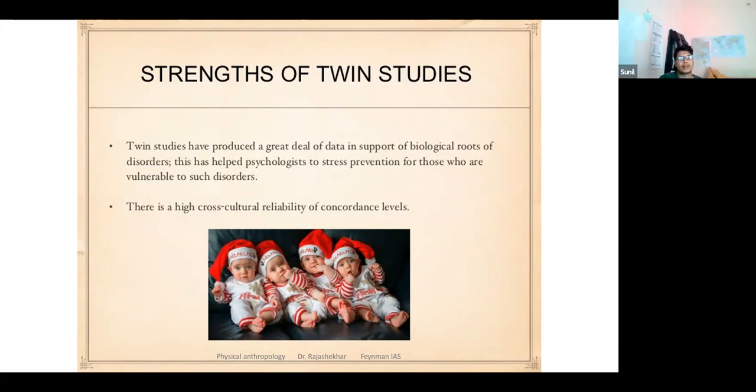We have limited data to work on. Exactly. That's also a very, very important point. Limited by the number of twins we have. It's a rare event. And second, can we control their environment? Can we control their behavior?